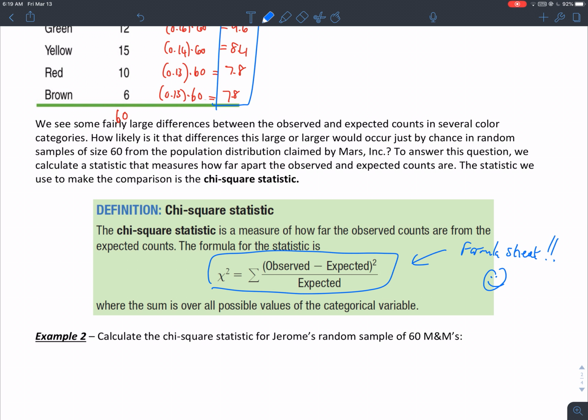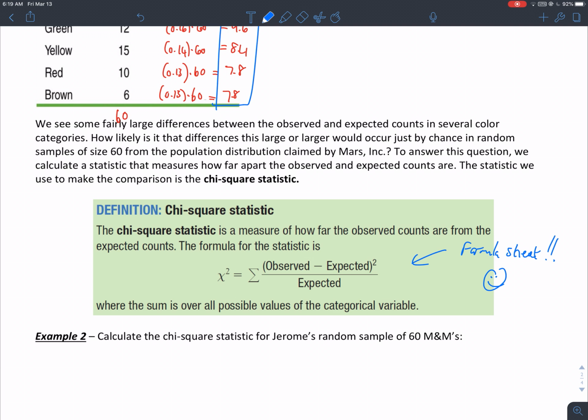And actually, this chi-square statistic is the same. You don't calculate it the same way, but it's technically the same formula for all three of the chi-square tests. The chi-square statistic is a measure of how far the observed counts are from the expected counts. Makes sense. How far are they from each other, and then of course relative to what I expected. If you think about it carefully, that makes a lot of sense.